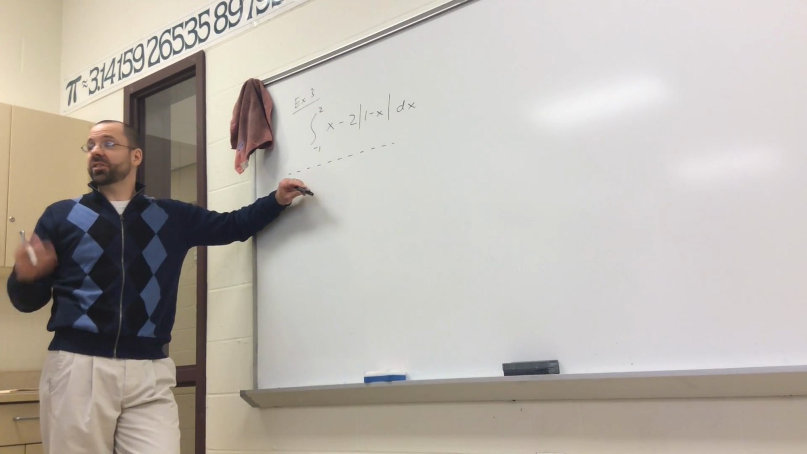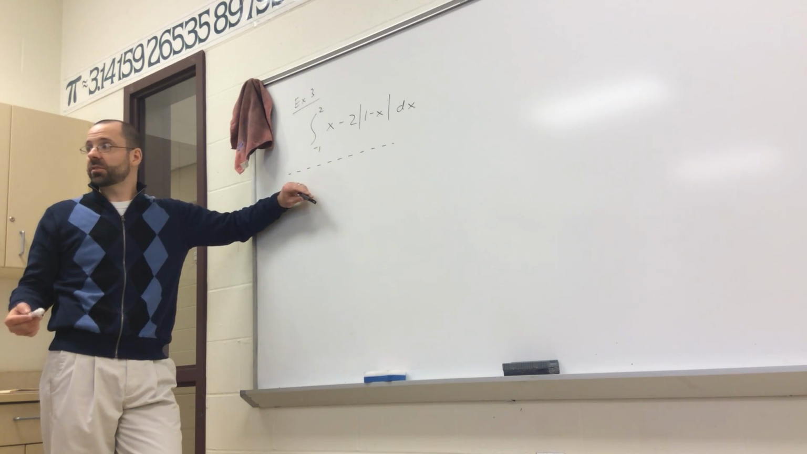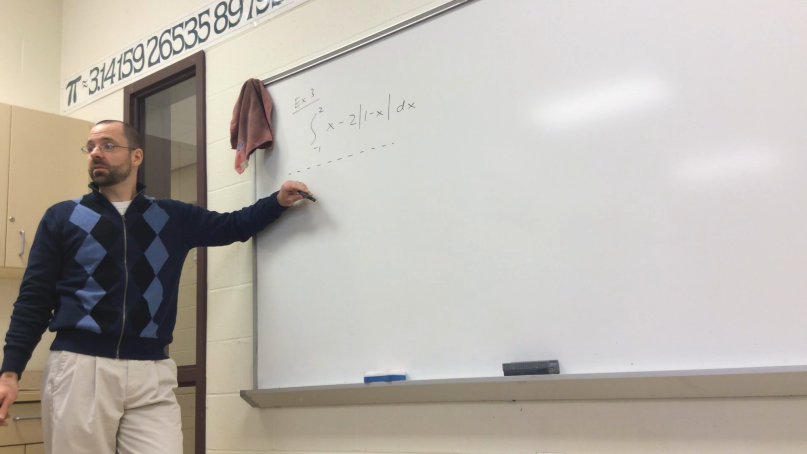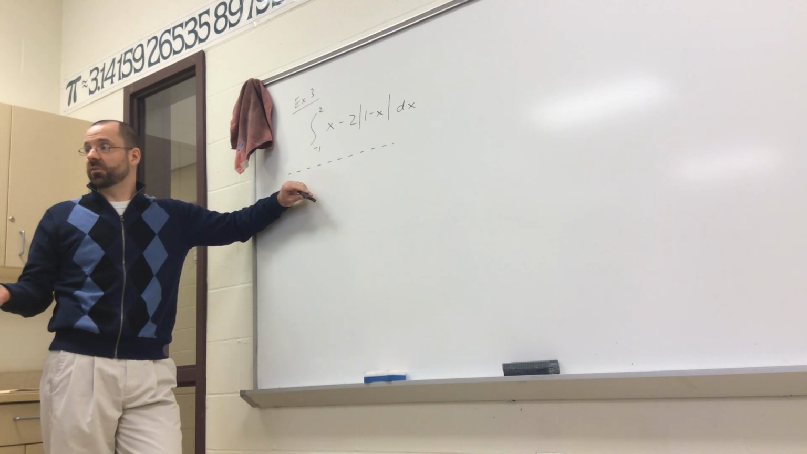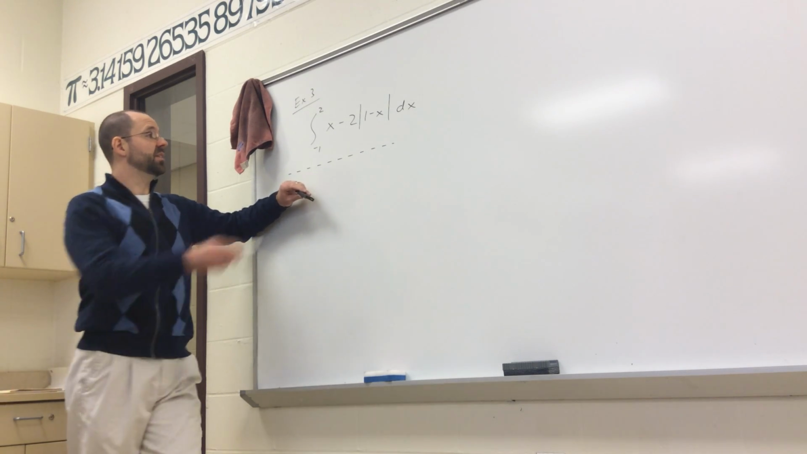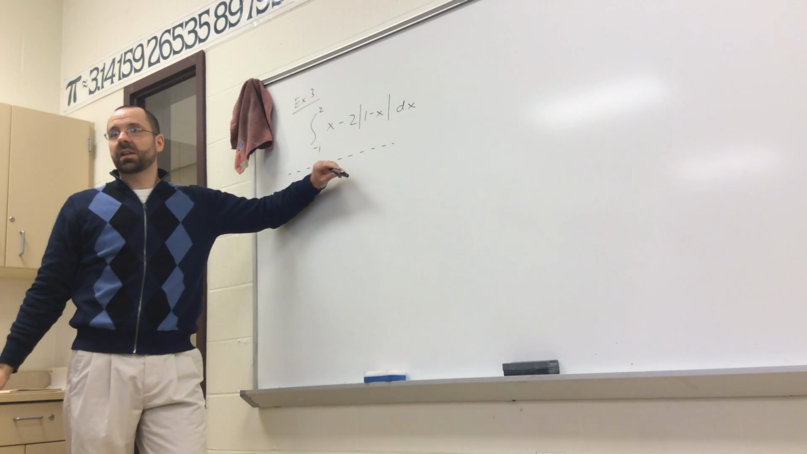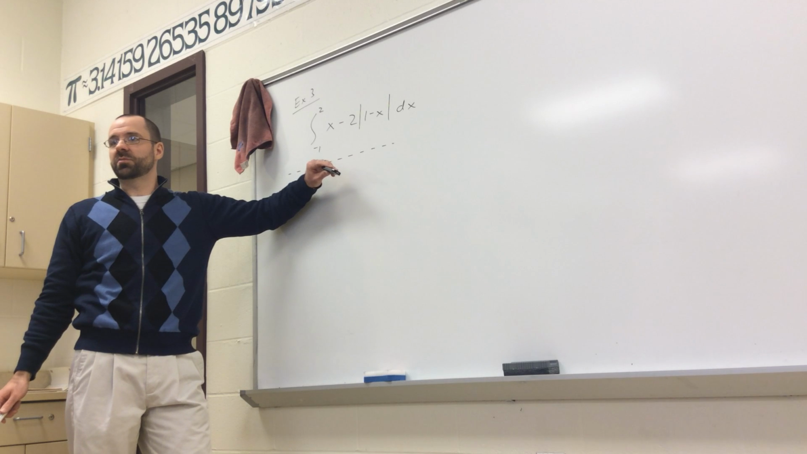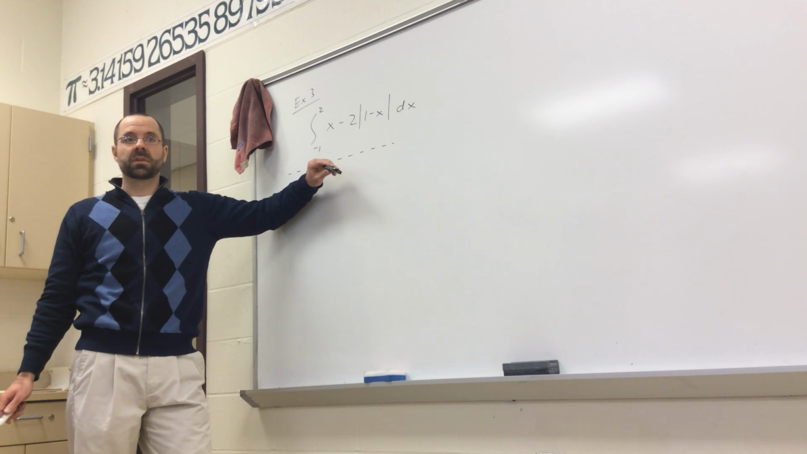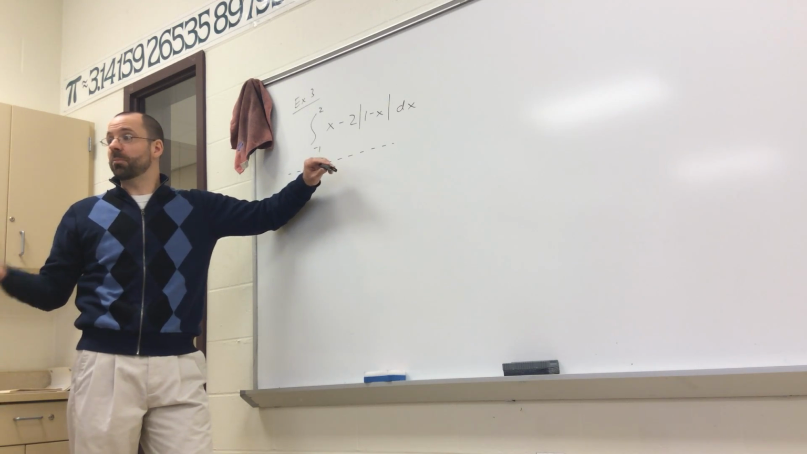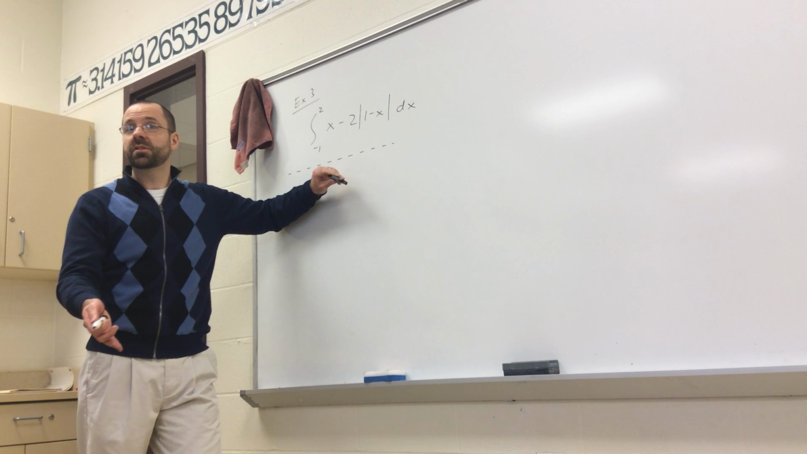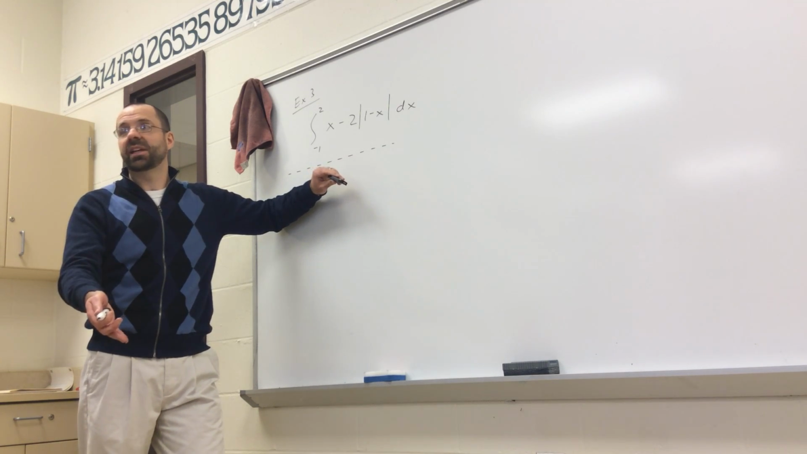Okay, so when you calculate area in the new fancy way, what do you have to do first? Take the antiderivative, right? So we need to take the antiderivative of this function here. Now that's going to be tough because we don't know how to take the antiderivative of an absolute value. We haven't had a derivative that popped out an absolute value, so we're not going to have an absolute value antiderivative.